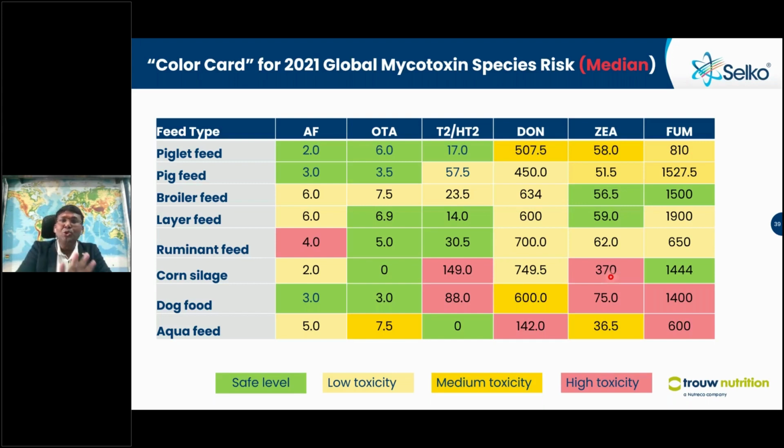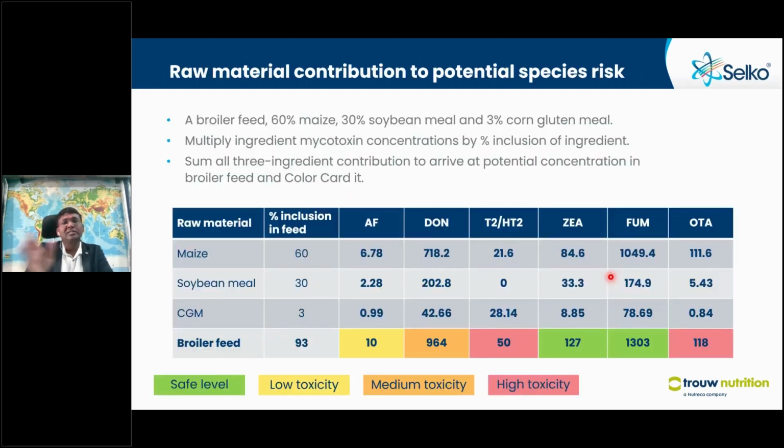Just remember that I don't do this for raw materials, because raw materials are not a complete feed. So this species risk should be done on the total feed, and I have an example to show. If you want to do it on the raw material, you should use a formula. Let's assume that we have a poultry feed with 60% of maize, 30% of soybean, and 3% of corn gluten meal.